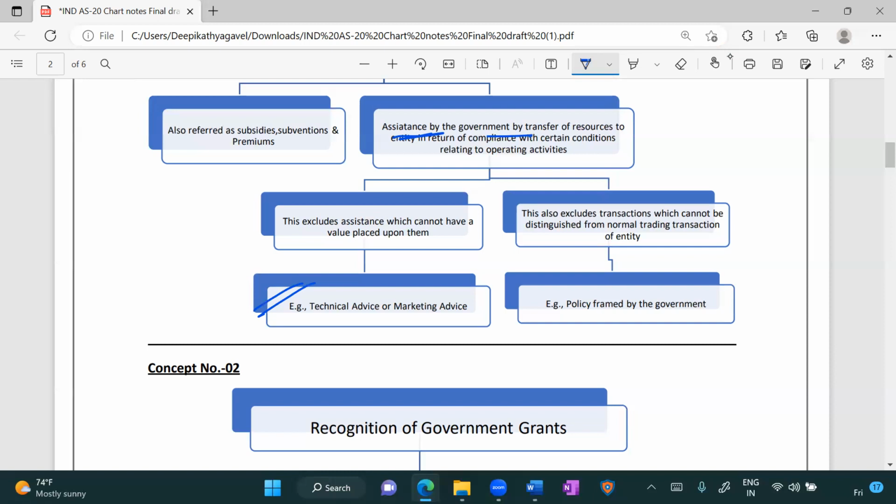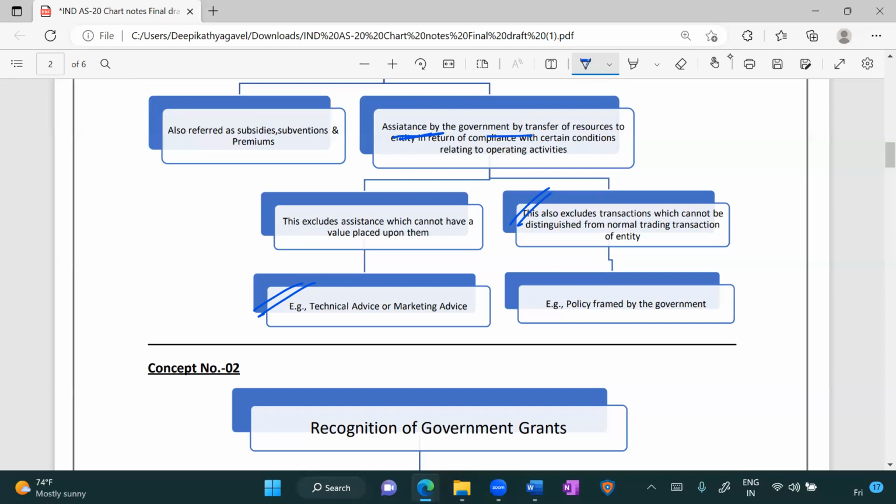Similarly, it also excludes transactions which cannot be distinguished from normal trading transactions of the entity. For example, you are into the business of imports and exports, let's say, right? So the government is bringing up some import policies. Now these policies are obviously going to make your trade easier, and they are assistance by the government, yes, but can it be distinguished from the normal trading transaction? The answer is no, right? So such policies framed by government can also not come under the definition of government grants under IND AS 20, right? I hope it's very clear.